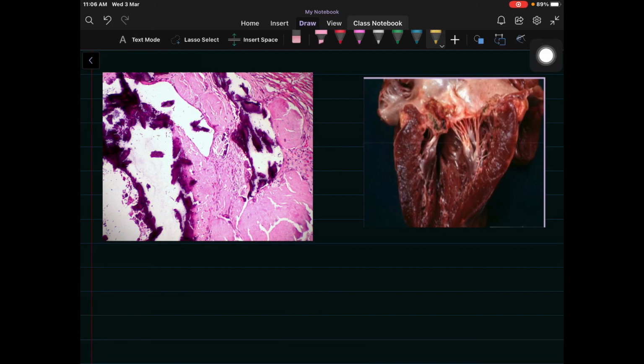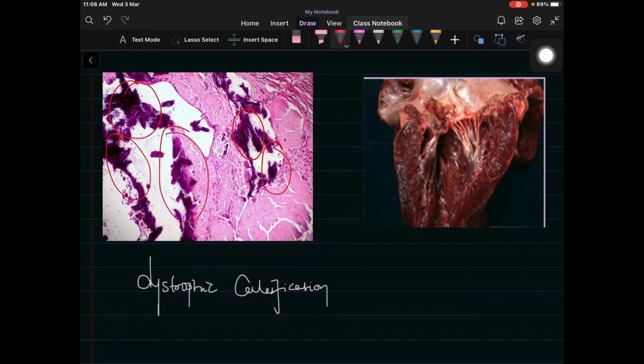So in the third, we discussed the calcification types, that is dystrophic and metastatic. So this picture represents the dystrophic type of calcification. As we discussed, dystrophic calcification occurs in dead or degenerative tissues. So this is the dead and degenerative tissue where the calcium has been deposited.